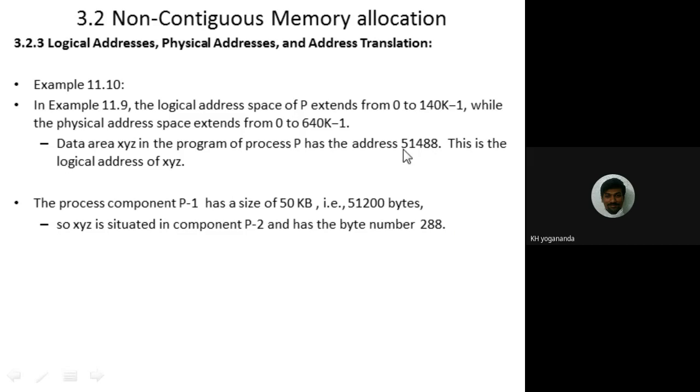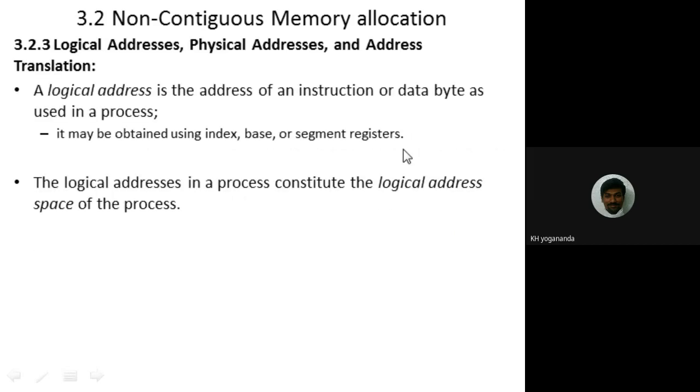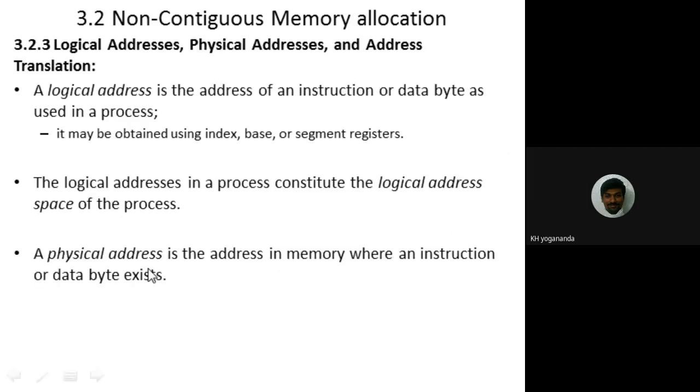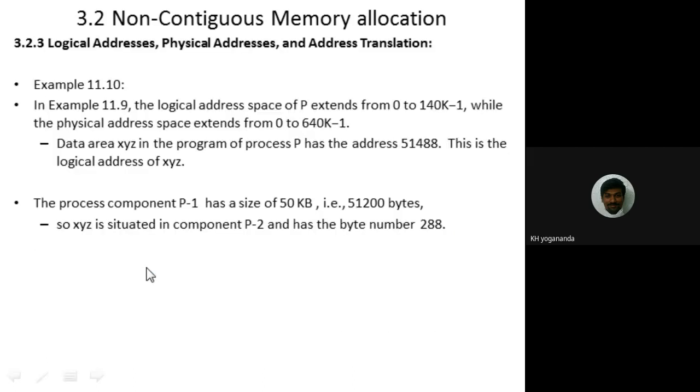See the previous slide. This is the XYZ memory area, and its address is 51488. When we want to take the component P1 of the process, which has 50 KB size, we need to subtract that size from 51488, and then we get 51200 bytes.